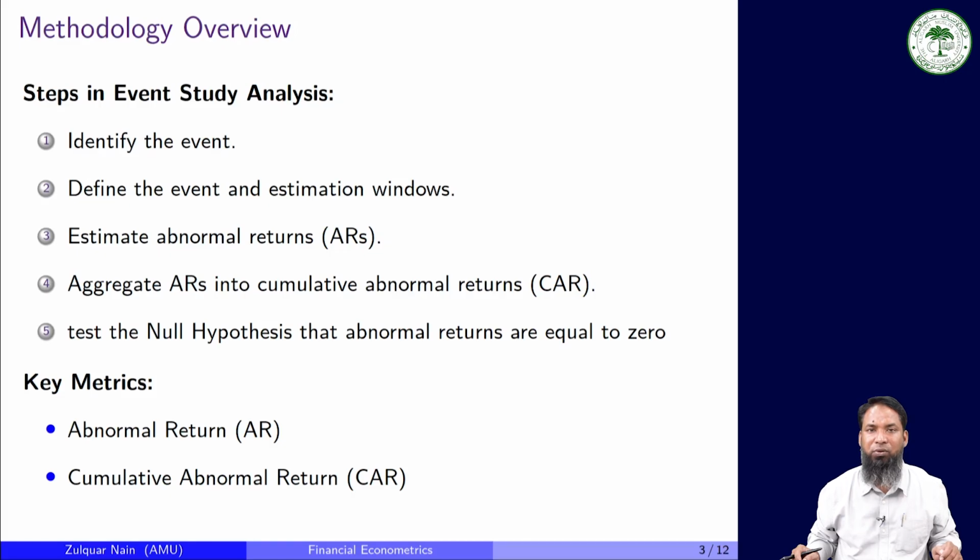The steps which we follow to conduct an event study analysis are that first we identify the event, second we define the event and the estimation windows, then we calculate the abnormal returns, then we also calculate the cumulative abnormal returns, then test the null hypothesis whether these abnormal returns are different from 0 or not. And based on that we make the decision whether the event has a significant impact on the returns or not. Here the key metrics which we will be using are the abnormal returns and the cumulative abnormal returns.